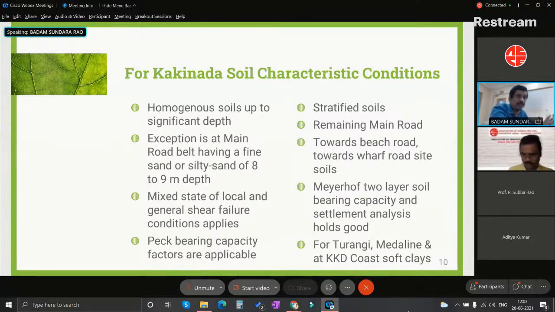That is entirely based upon Meyerhof's approach, pertaining to punching shear failure. That is, punching shear is the mode of failure. Accordingly, whether this is a layered soil, we have to directly apply the punching shear coefficients for the sand underlain by soft clay. Or if it is a soft clay field, like those existing at the Thurangi areas or Madland areas, the Kakinada seacoast areas, in which there is a probability of foundation resting on the soft clay, you have to directly estimate the bearing capacity factors pertaining to the punching shear mode of failure.